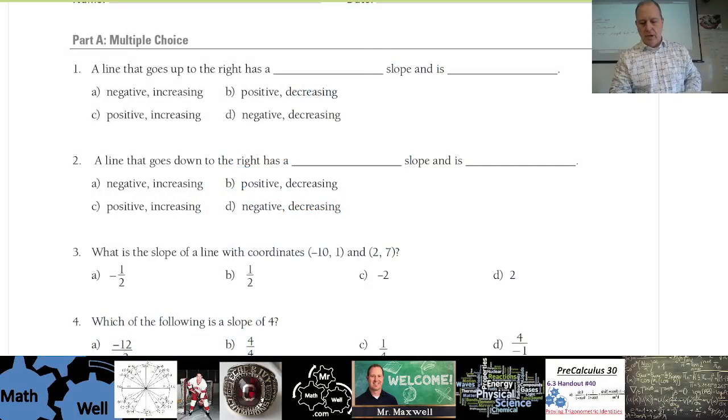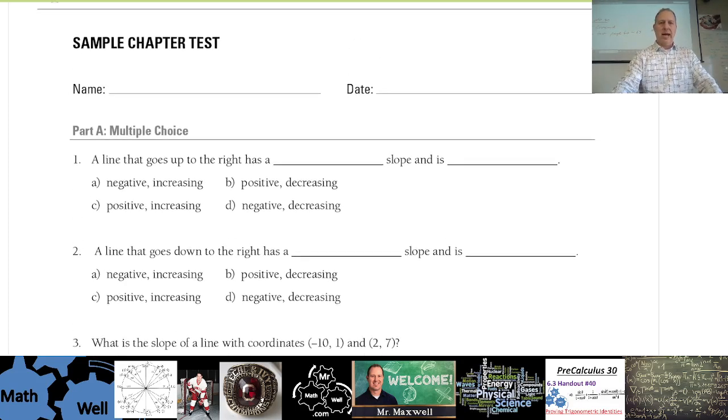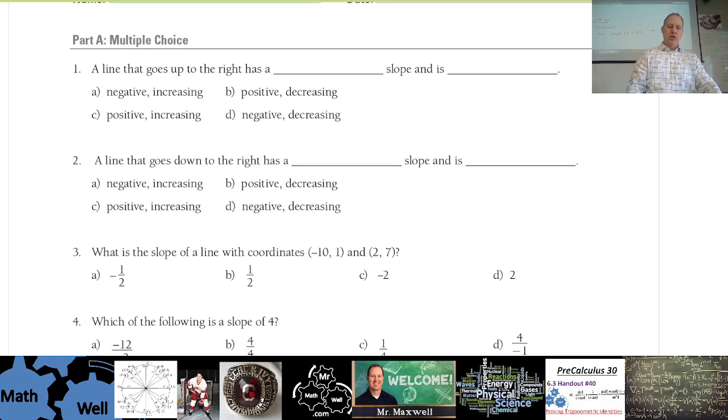All right, so Workplace and Apprenticeship Math 20, this is your Chapter 1 review. Practice test here, okay? So I'm going to do some of these questions with you, and then you're going to do the rest of them on your own, all right?